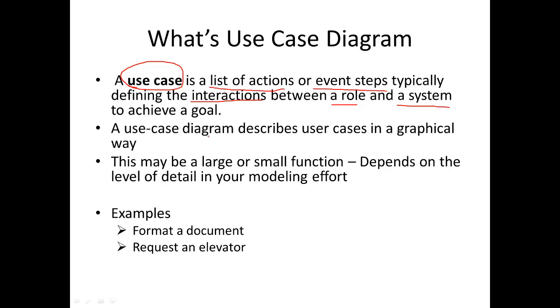A use case diagram describes use cases in a graphic way. That means we use a diagram to show the use cases. A use case diagram could be large or small. If the diagram is large, it can include a lot of use cases. Sometimes we call this kind of use case a function. Sometimes we can have a small diagram that just shows the basic idea of the use cases.